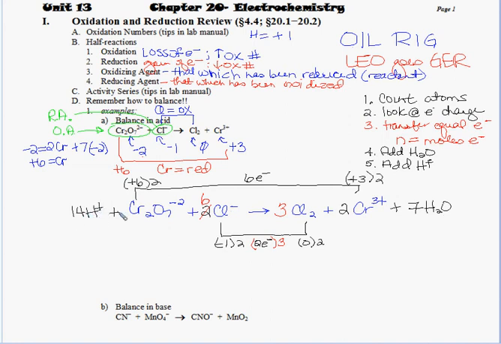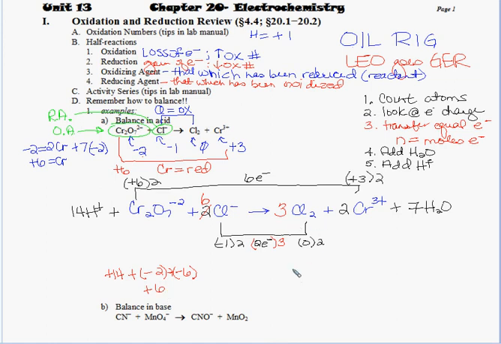We now have what should be a nice complete reaction. The way to always check that reaction is to tally up all of your charges. So we've got a positive 14 coming from the 14 hydrogen ions. We've got a -2 coming from the dichromate. And then we've also got a -6 coming from the chloride. On the left-hand side, that means we have a total of positive 6.